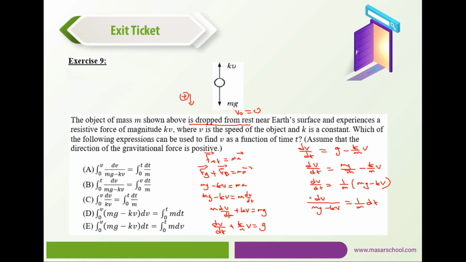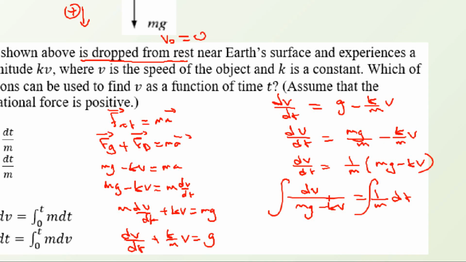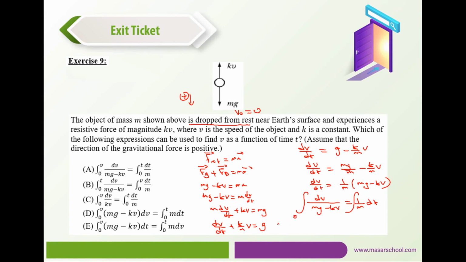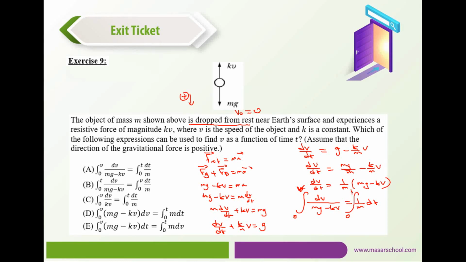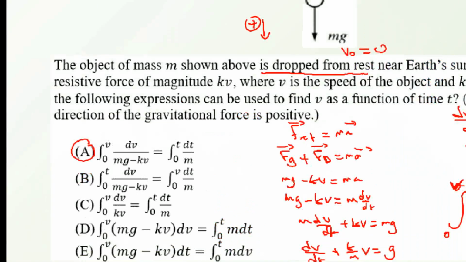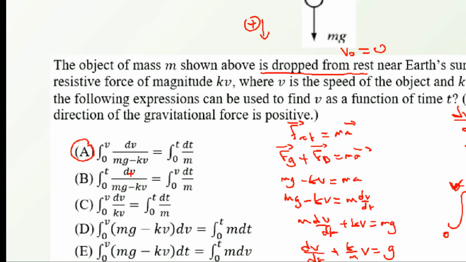And now we are ready to integrate on both sides. This integral completely depends on v, and our initial speed is 0, so we will integrate from 0 to a final unknown speed v. And here we're integrating from an origin of time which is 0, and because our variable of integration is t, we are integrating to a time t, which means the correct solution is A. B is wrong because we have integrated from 0 to t along a variable v. We should integrate along the final speed v.